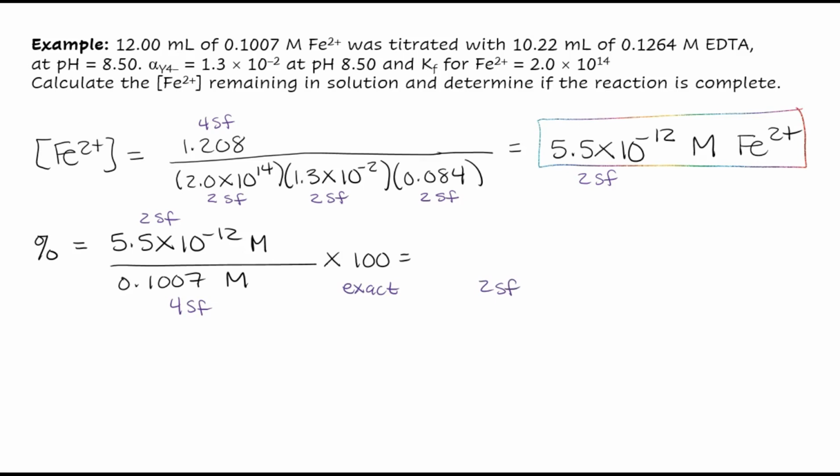Doing the math, 5.5 times 10 to the negative 12 divided by 0.1007 times 100 out to 2 sig figs gives us 5.5 times 10 to the negative 9%. And because our threshold is 0.1%, this is clearly a situation where the reaction is complete.